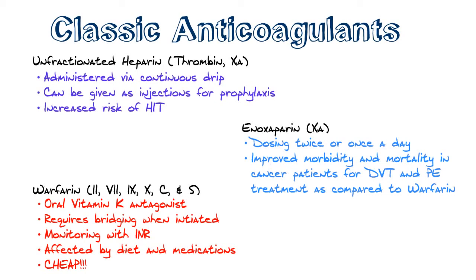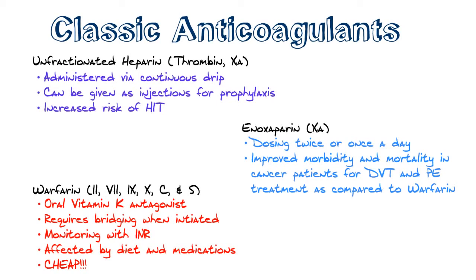Enoxaparin, otherwise known as Lovenox, is generally dosed twice or once a day, and it's given subcutaneously. Note that we commonly use enoxaparin for either prophylaxis for DVTs and PEs or for therapy. So if someone has a DVT and PE, for therapeutic use.